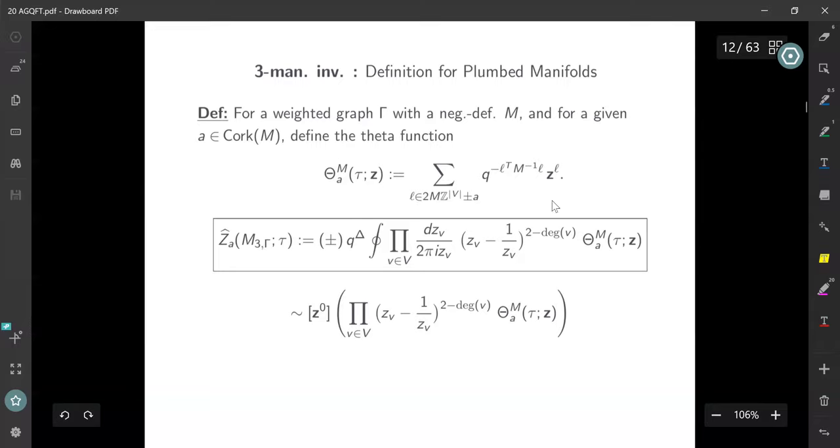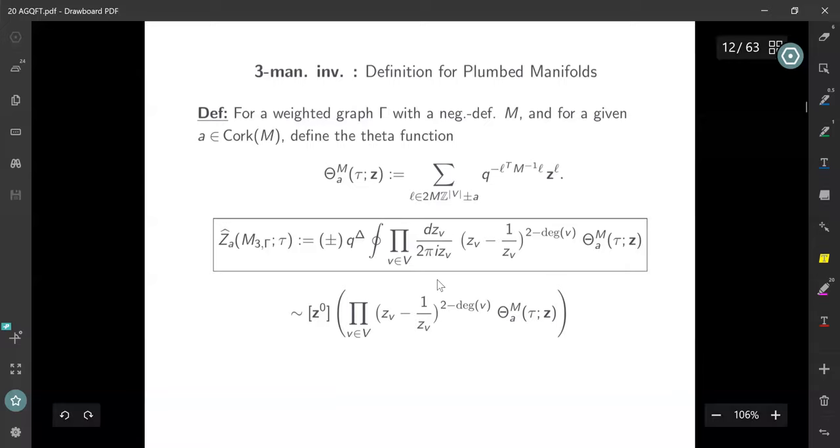That's just the usual theta function. But here you can already see why we need negative definiteness for the adjacency matrix. We need it so that this theta is well defined, convergent inside a unit disk. Here q as usual is e to the 2 pi i tau, okay? So this theta function, given this condition, lives on the upper half plane. Given the theta function, you dress it up with an additional factor, one such factor for each vertex. It's just z minus 1 over z to some power, and this power is given by 2 minus the degree of the vertex.